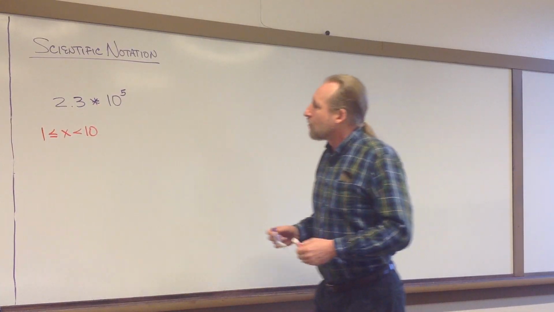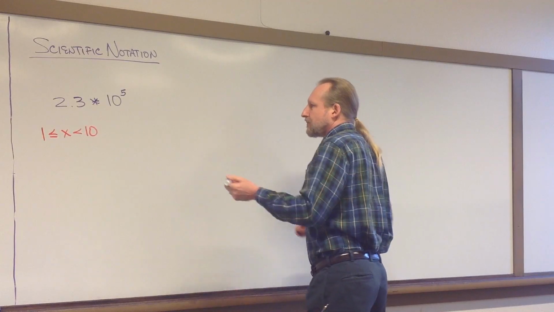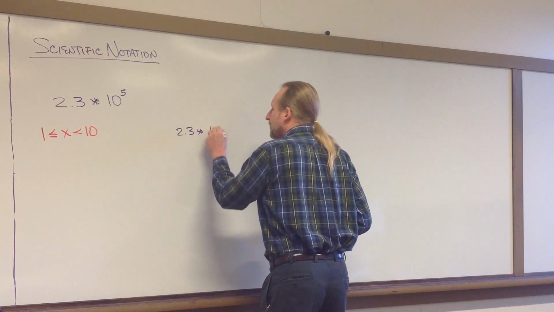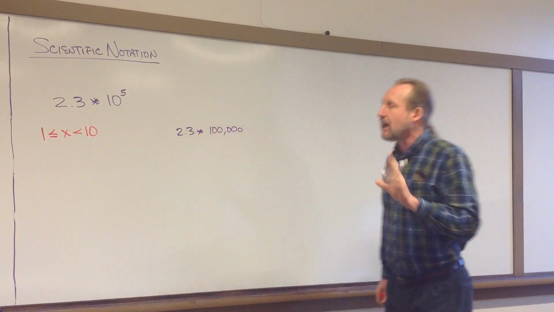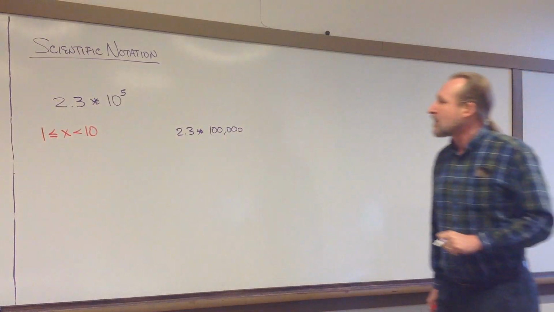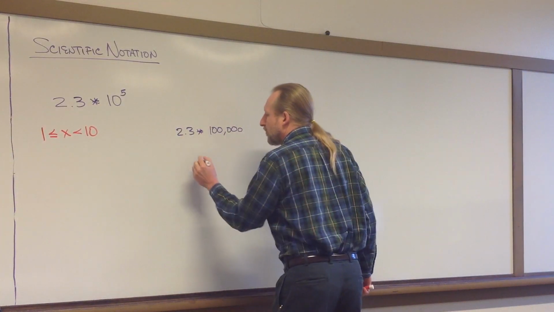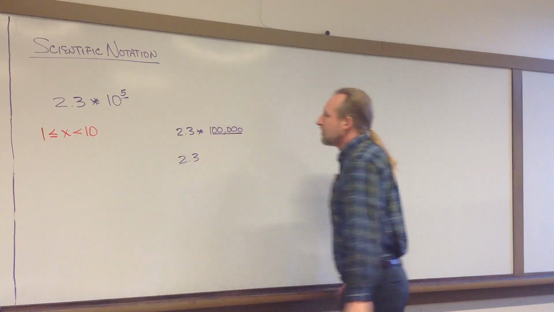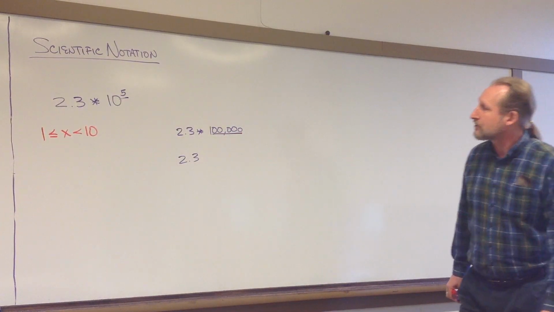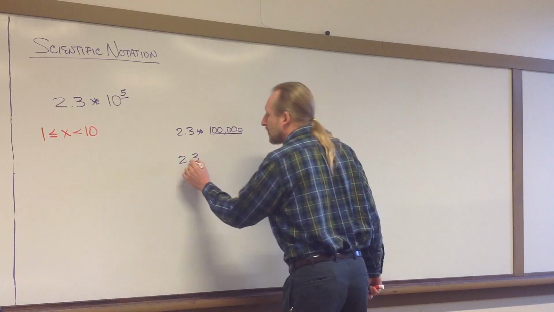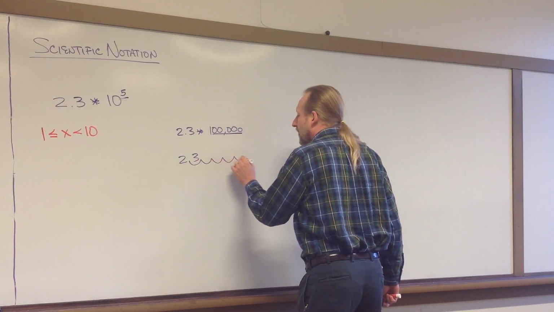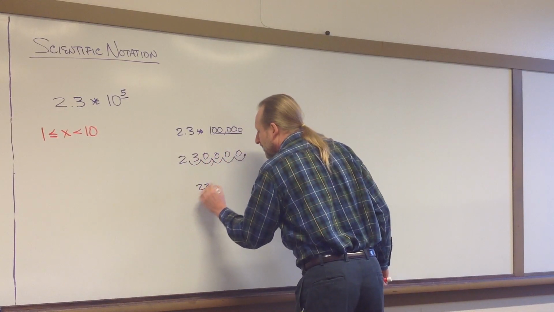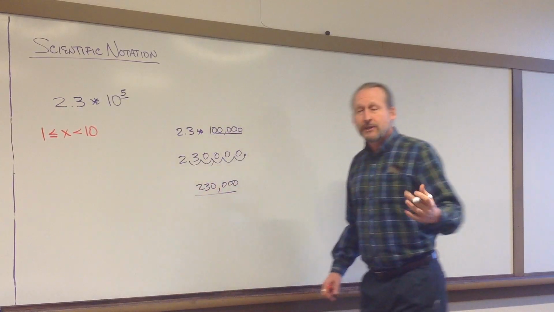Okay, so what this means is that we're going to take 2.3 times 10 to the 5th power, which is a 1 followed by 5 zeros, 100,000. Okay, and this will move the decimal point 5 places, the same number of places that's in the power of 10, the same number of places as there are zeros in the number that we're multiplying by. So 1, 2, 3, 4, 5. Fill those empty spaces with zeros, put a comma in there, and I'll write it again, 230,000.